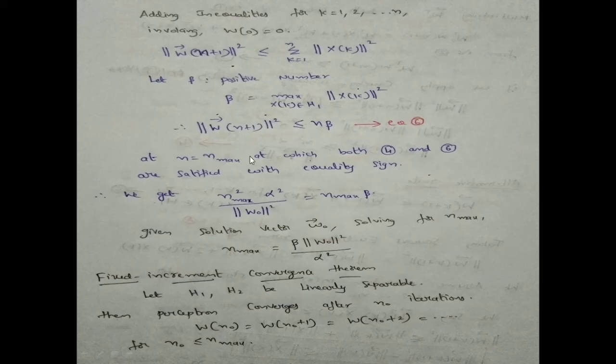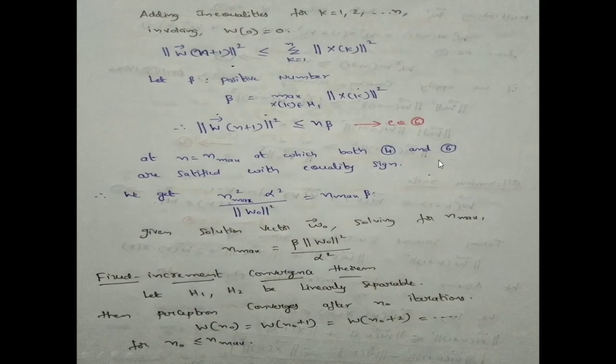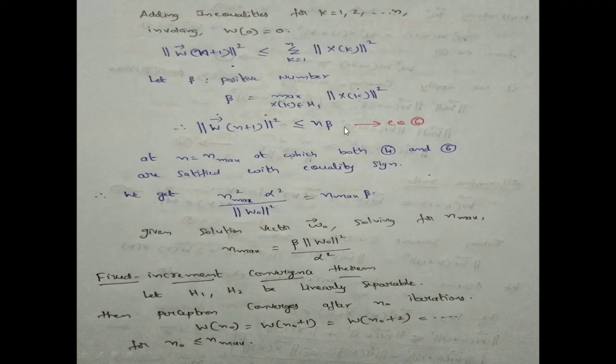Now let us say that there is some value of n, at n equal to n max, at which both the equations, that is equation 4 which we have seen earlier and equation 6, are satisfied with an equality sign. So equation 4 is this one, right? n square alpha square by the norm of w naught square is equal to n max beta. So given the solution vector w naught, solving for this n max, what we will be getting is n max is equal to beta into the norm of w naught square by alpha square.